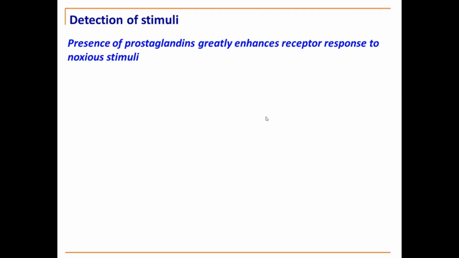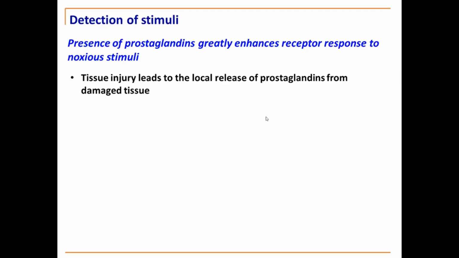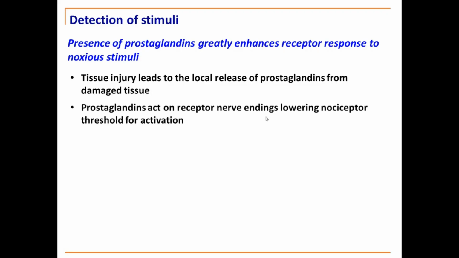So, the presence of prostaglandins from damaged tissue greatly enhances the receptor response to those noxious stimuli. The tissue injury itself leads to a local release of prostaglandins from that damaged tissue. And as you presumably already know, prostaglandins are fatty acid derivatives, and they act locally once they're cleaved from the lipid bilayer of those damaged cells. That's that localized tissue injury we're talking about. They act on receptor nerve endings and therefore lower the nociceptor threshold for activation. And as I said, we've given you a good example already with sunburn.